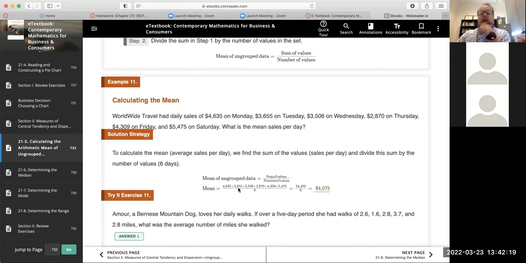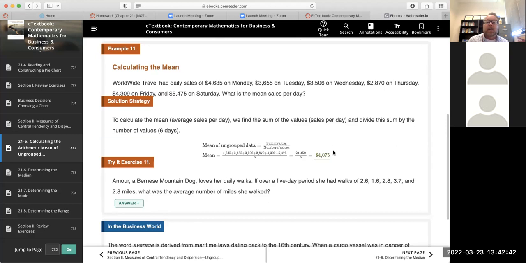So you take all the data and add it all up. And then you would divide it by how many there were. So here you have 6 digits, representative of each day, and then you divide that by 6, and that gives you your average. So basically it comes out to 4,075 as the average amount of sales per day if you take the entire week into consideration.